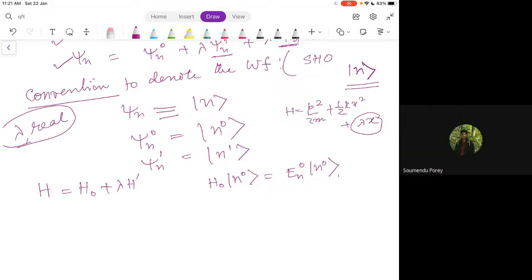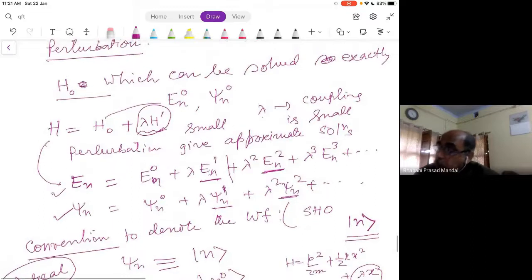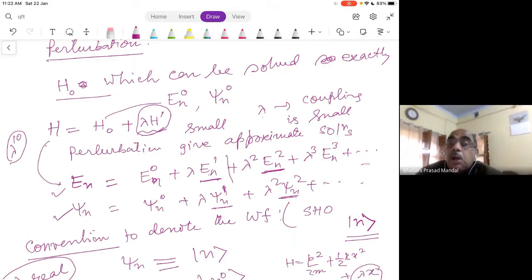Sir, why does lambda need to be small? If it is not small, then you cannot do it by the perturbation method. Suppose my target is to obtain a solution of this kind. Then the later terms will have more contribution, so it will be a diverging series kind of thing, and I cannot terminate the series in a finite number of terms. If lambda is not small, then lambda to the power 10 will be much higher, so the higher contributions can't be neglected.